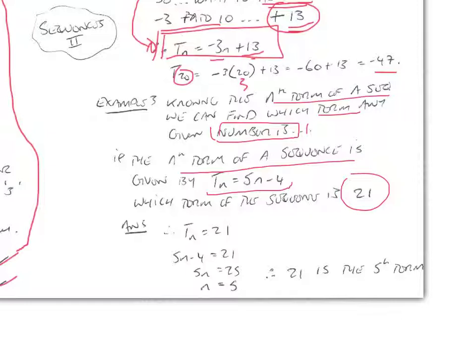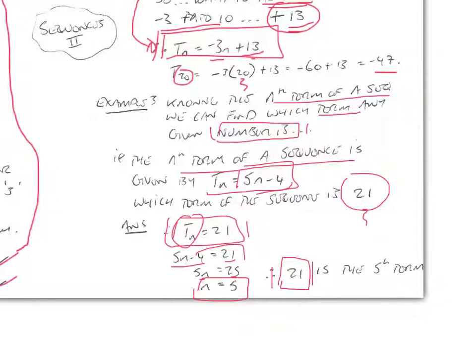Okay. Well, the term at the n value we don't know. The term value is 21. But the term value for n is 5n minus 4, and that must be equal to 21. So 5n must be equal to 21 plus 4, which gives 25. So n is equal to 5. So at the fifth position, the value in the sequence is 21. That's the fifth term's value is equal to 21.